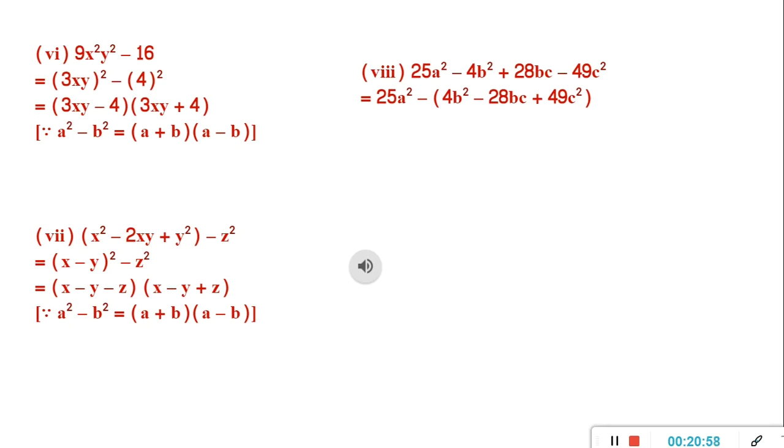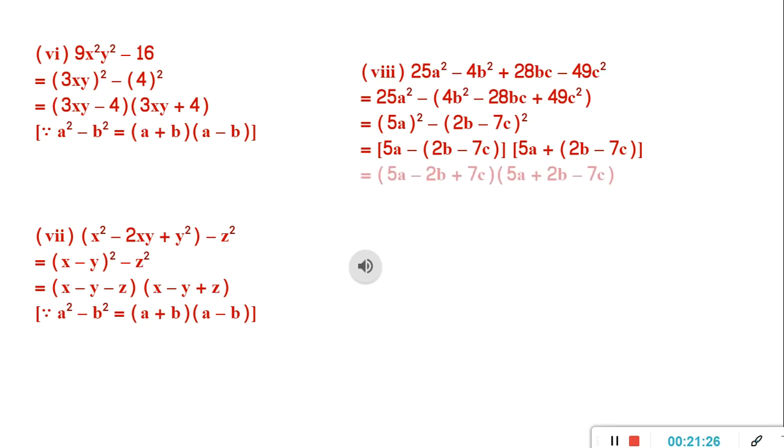So here 5a square is our a and (2b minus 7c) whole square is our b. So a minus b into a plus b. That is (5a minus 2b minus 7c) into (5a plus 2b minus 7c). Now in the second step the sign will change because there is a minus sign outside. We have to take out the bracket, so that means the minus sign will also multiply with the numbers inside.